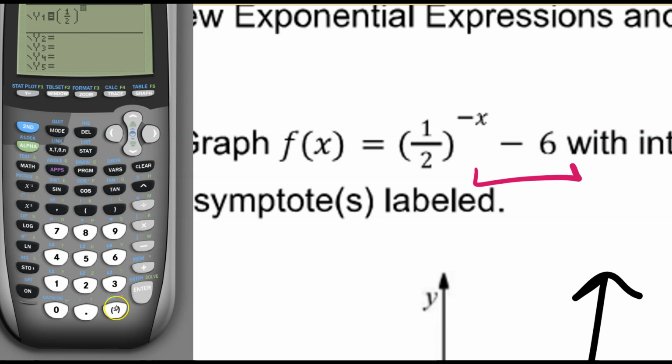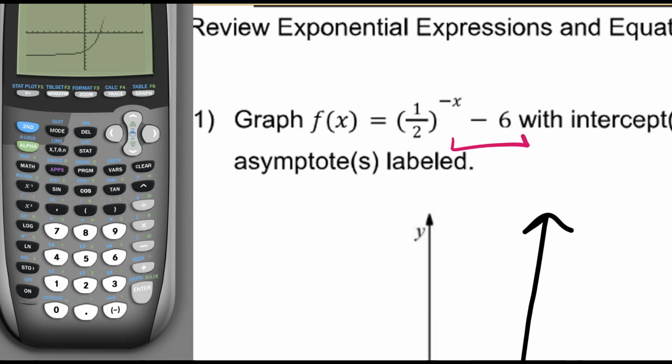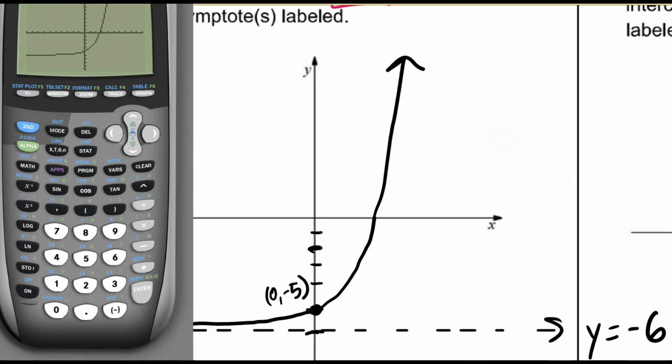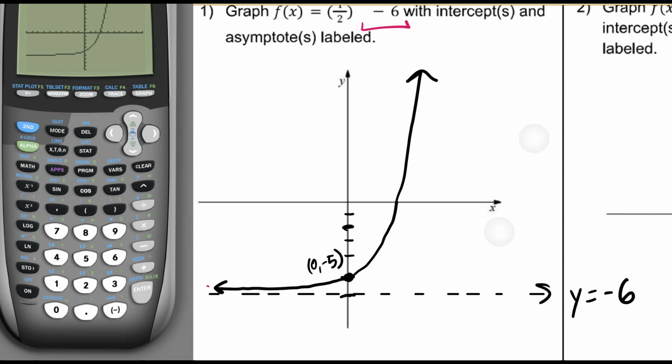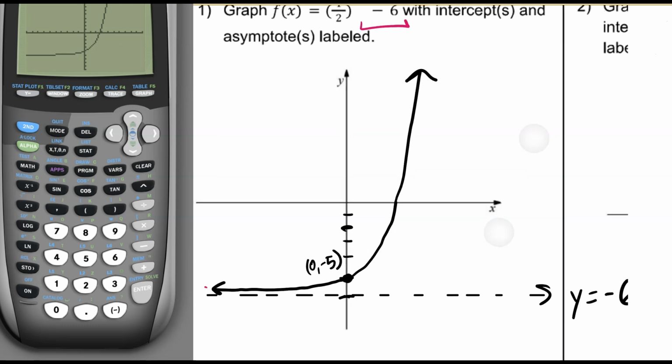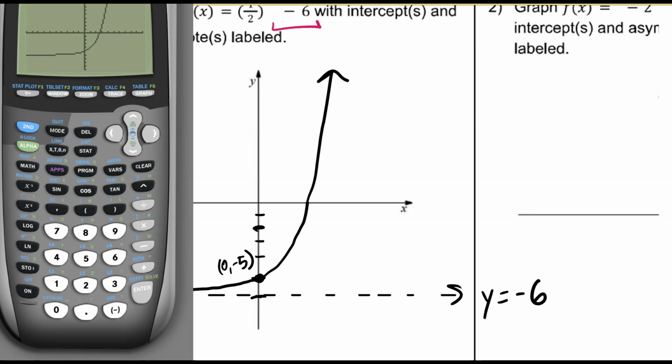That'll work as well. Keep in mind that when you type in negative x for the exponent, you should be using the negative button next to the decimal point, not the subtraction sign. But when I subtract 6, that's when I would want to use the subtraction sign. And if I graph this, this does look pretty much like what I thought it was going to look like. And it looks like my x-intercept is a little bit before 3, perhaps.